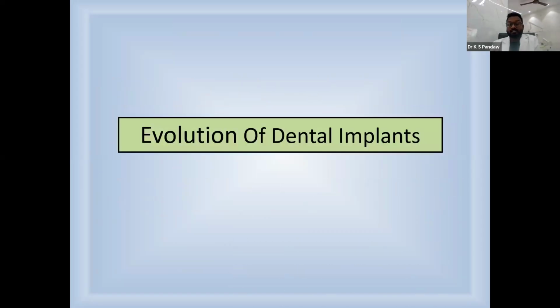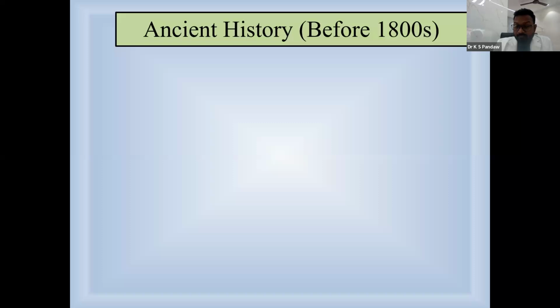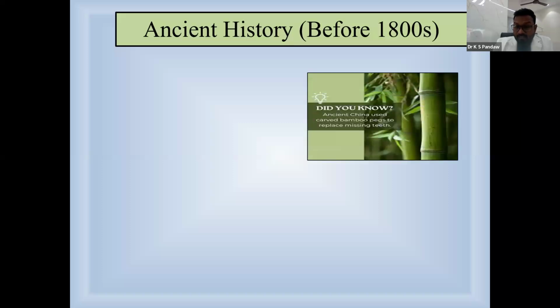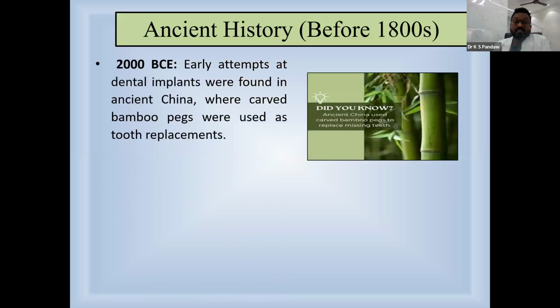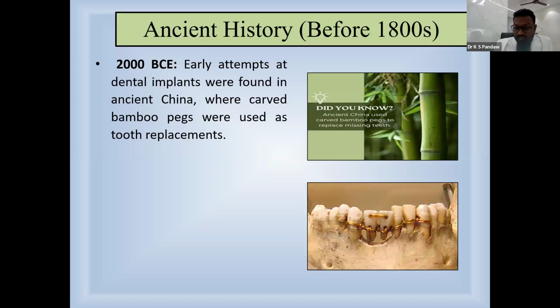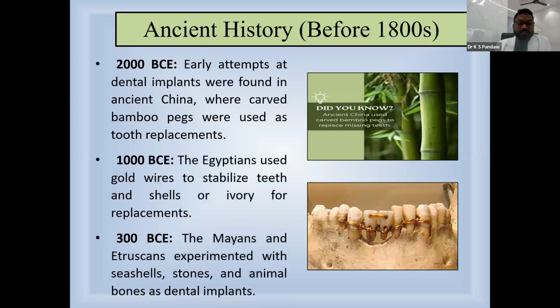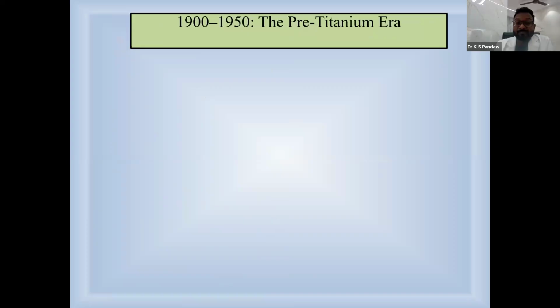Let's come to the first part of our webinar: the evolution of dental implants. You will be very surprised that in China in 2000 BC, bamboo pegs were used as dental implants. Then many things were tried, like in 1000 BC the Egyptians used gold wire to stabilize the teeth. The Mayan people used seashells, stones, or animal bone as dental implants.